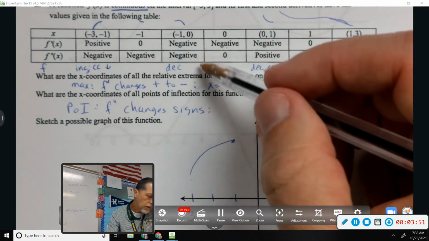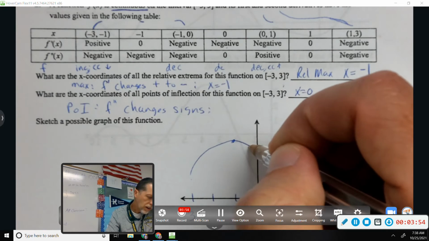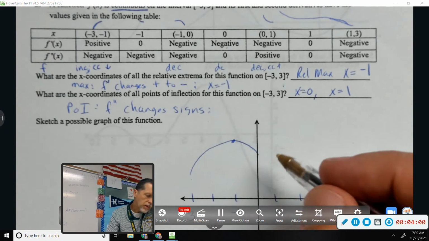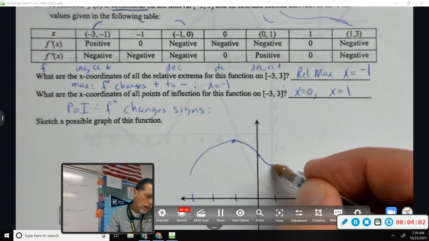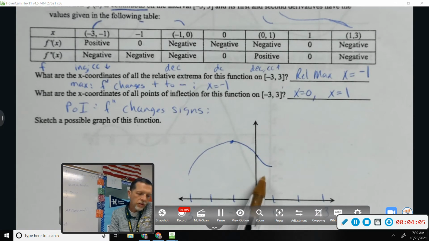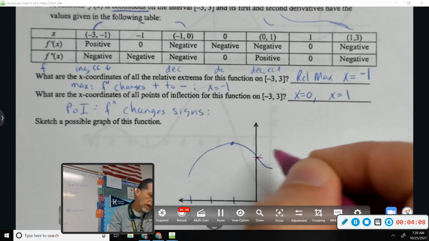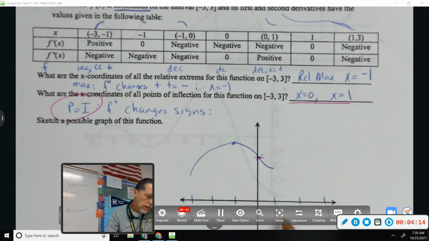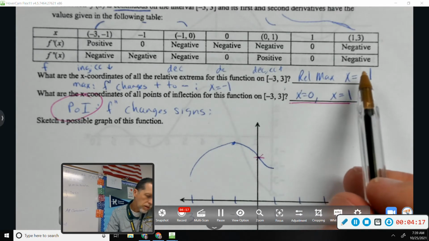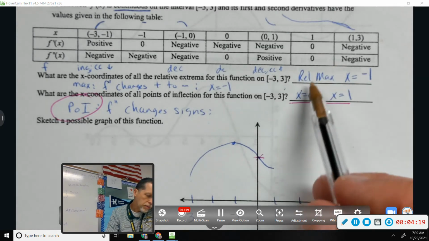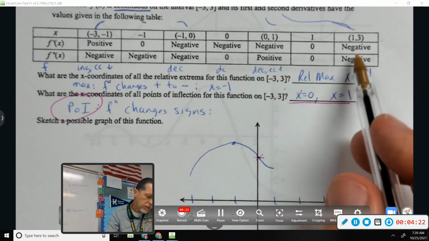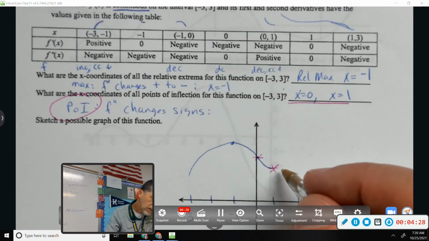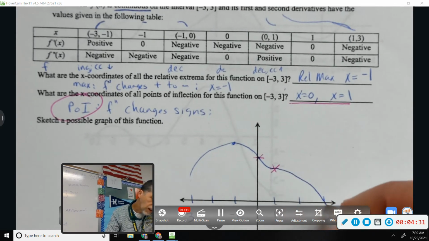From -1 to 0, we're decreasing and concave down. At 0, there's a point of inflection. So something like that. We're still decreasing, but we switched from being concave up to being concave down. And at 1, we have another point of inflection, but we're still decreasing, so we're going to switch over again and then be concave down and decreasing the rest of the way.